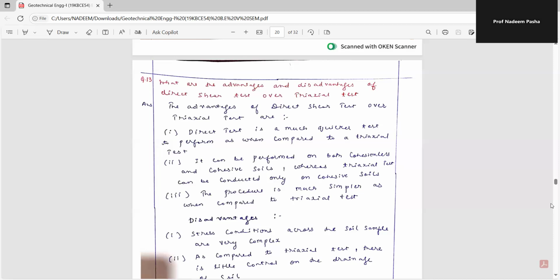Now disadvantage. The stress conditions across the soil particles are very complex. So if you have a building subjected to zone 6, what will happen? It is most likely to undergo earthquake. Procedure, they don't give you marks separately for it. If you write it correctly then only it will count.